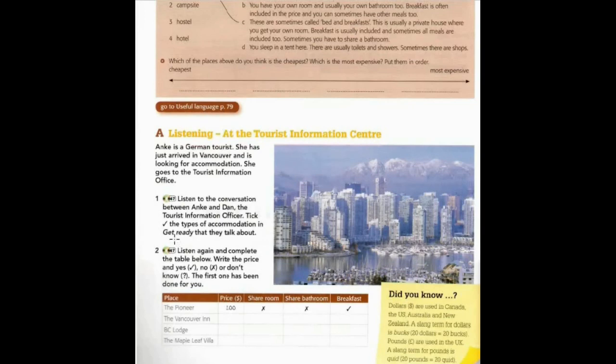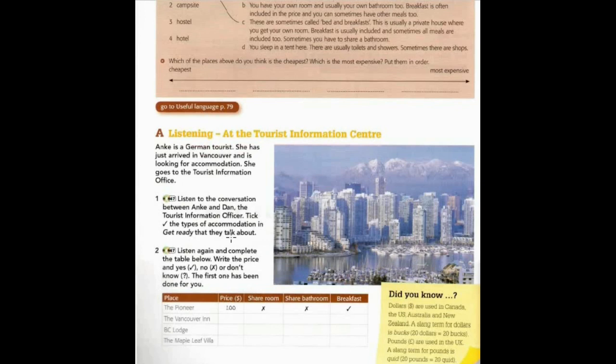Okay, there are some requirements that we need to do. So tick the types of accommodation that they talk about. Simply, they do talk about the guest house.